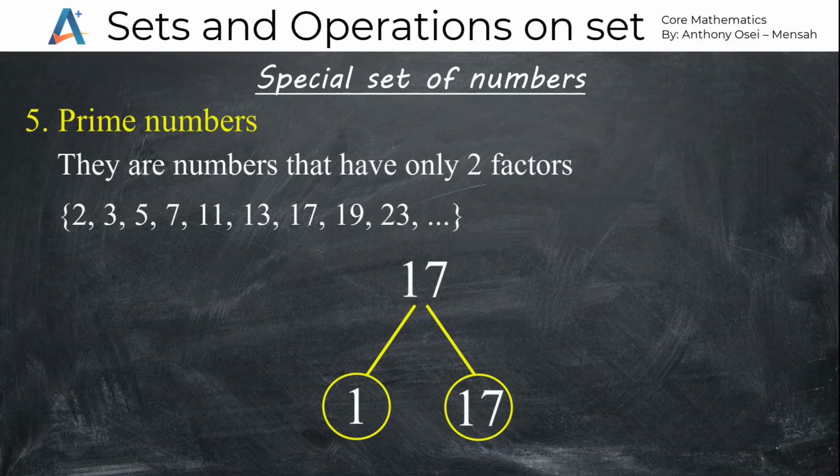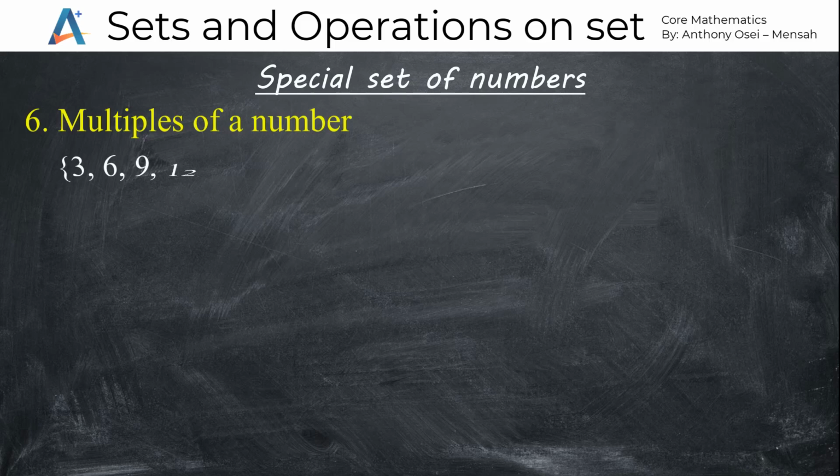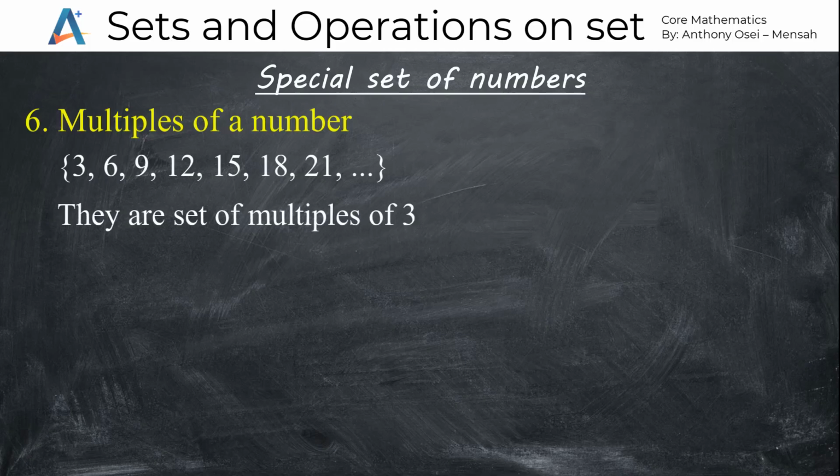The next special set of numbers will be the set of multiples of numbers. So the set of multiples of a number also qualifies to be a special set of numbers. Now let us see why it is special. You see, for example, down here, I've given you 3, 6, 9, 12, 15, 18, 21. These are sets of multiples of 3.